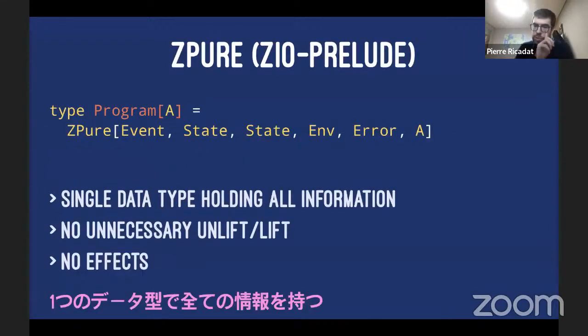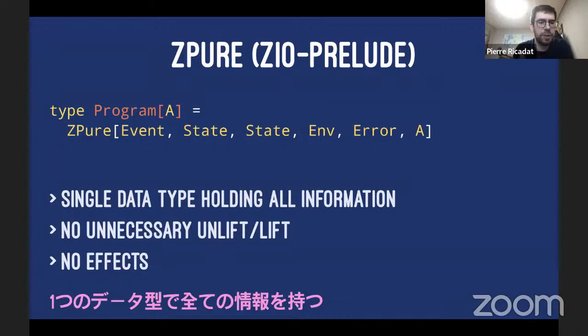So one solution that we finally moved to is using ZPure, which is a type in the ZIO Prelude library. It's similar to Cats IndexedReaderWriterStateT in principle, but the implementation is closer to ZIO. It's a single data type, and when you flatMap, there is no unnecessary unlifting and lifting. There is an interpreter that will handle it when you run it.